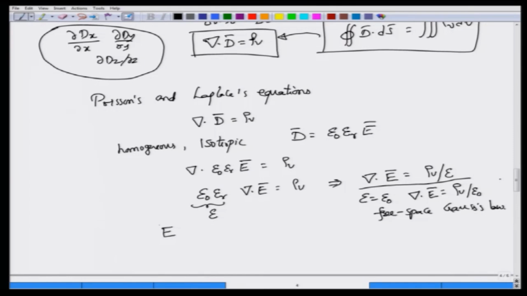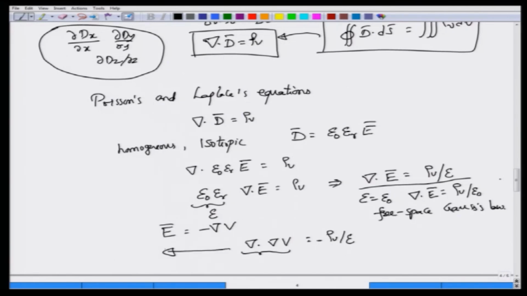Now, I also know that electric field can be written as minus gradient of V, where V is the electrostatic scalar potential, right. In terms of that I know how to write E. E will be equal to minus gradient of V. Substituting this in the equation for del dot E, a minus sign can be taken outside. So, I have minus del dot gradient of V is equal to rho v by epsilon. Let me remove the minus sign from the left hand side and put it onto the right hand side. Okay.